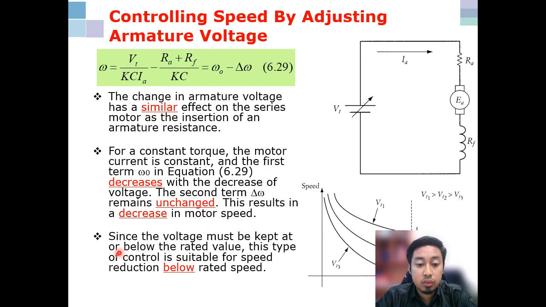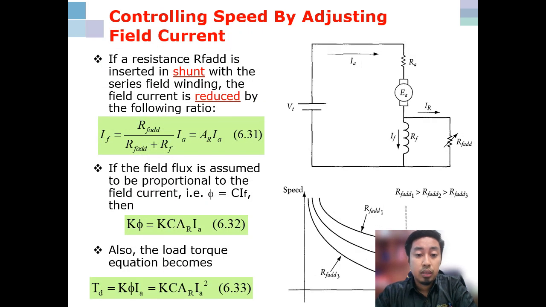Since the voltage must be kept at or below the rated value, this type of control is suitable for speed reduction below the rated speed. So this one is very clear. What happens if you adjust the armature voltage? You can see what happens to the speed and what happens to the speed drop. And then the last one, controlling the speed by adjusting the field current.